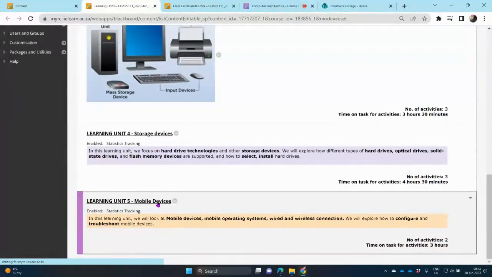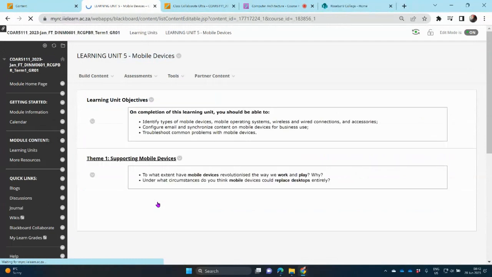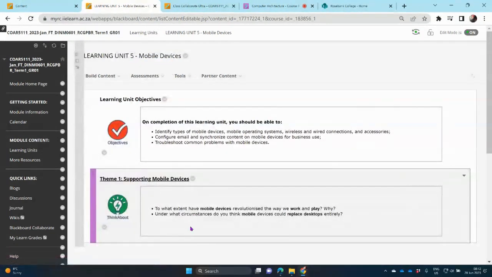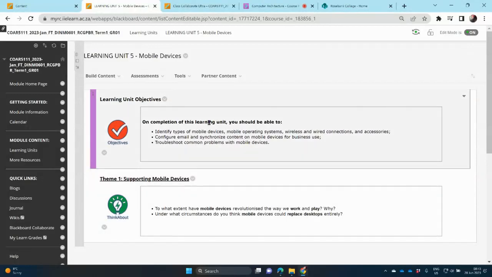So I'm going to now look at learning unit 5 and how to do preparation. Remember, if you've gone through this material and you get a question, it's easy for you to go and locate the answer for that question had you gone through this material previously. So theme 1 looked at supporting mobile devices. If I look at the learning objectives, they want me to identify the types of mobile devices, operating systems, wired and wireless connections, and accessories.